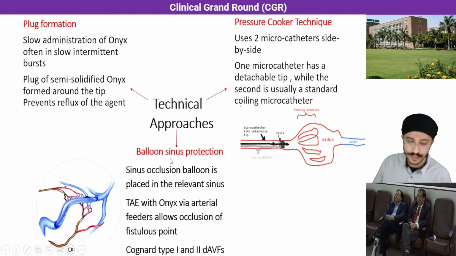Then balloon sinus protection. The sinus occlusion balloon is placed, in this case, in a relevant sinus which we need to preserve, and transarterial embolization with Onyx is done via one of the arterial feeders. What this does is cause occlusion of the arterial feeders without any thrombosis in the dural sinus, and it's particularly useful in Cognard type 1 and type 2 dural AV fistulas, where we need to preserve the sinus itself.